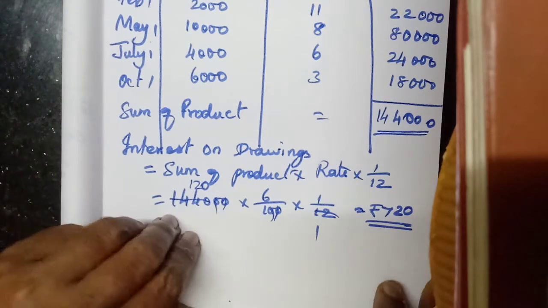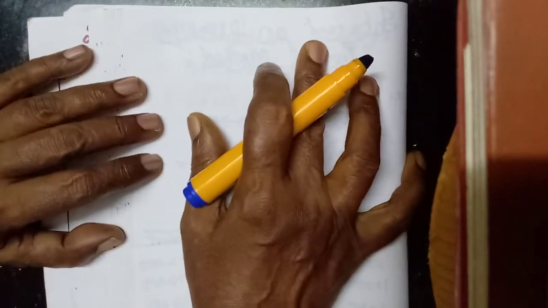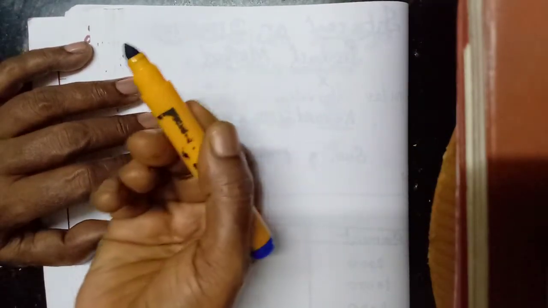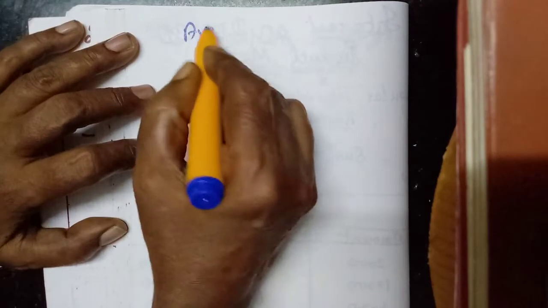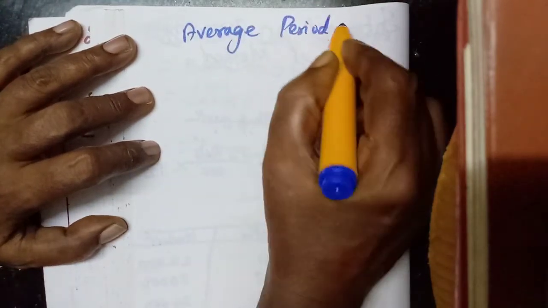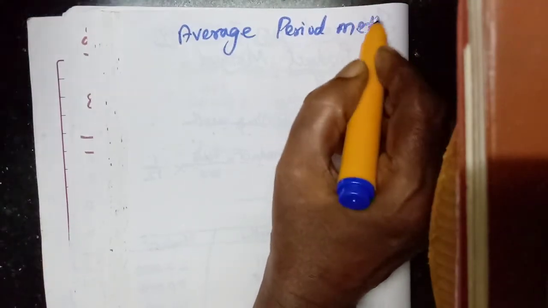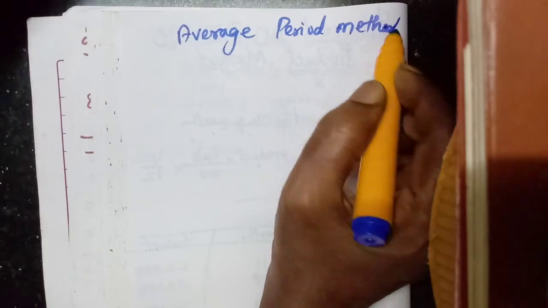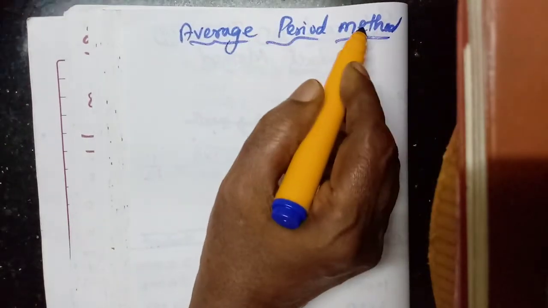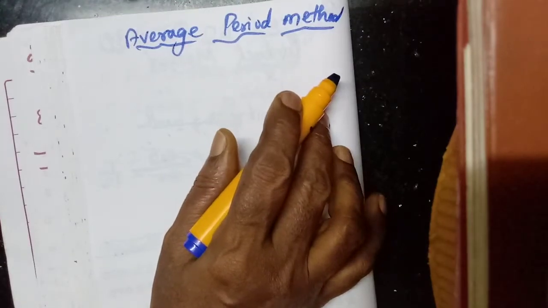Now, interest on drawings, the second method we have seen, product method. Now you see one more thing. Here, average period method. Here we have to have a table. We will have a table.